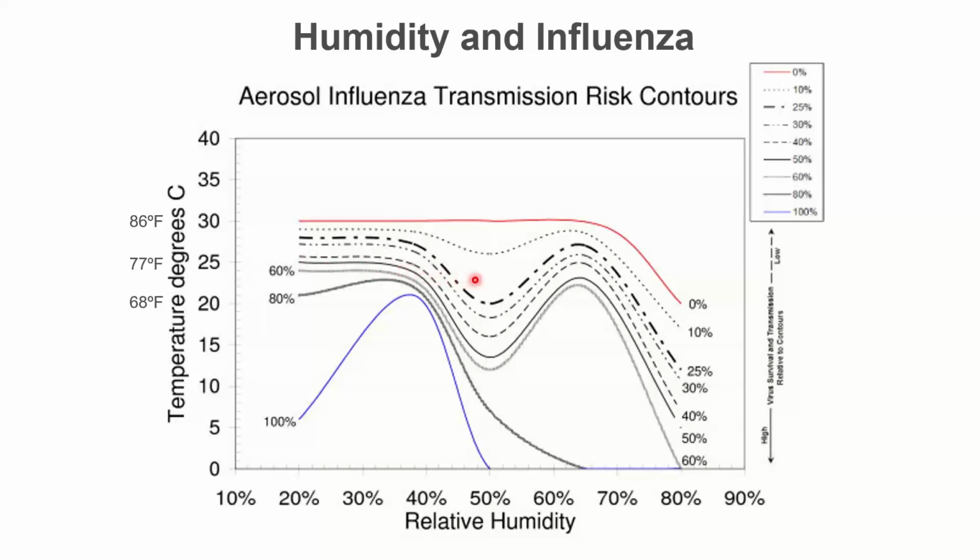77 degrees and 50%, a lot less survives. Right now I'm down to this dotted line, 25%, even between there, maybe 20%, in between those two lines. So if I keep things between 40 and 60% at almost any temperature, less bad crap happens.